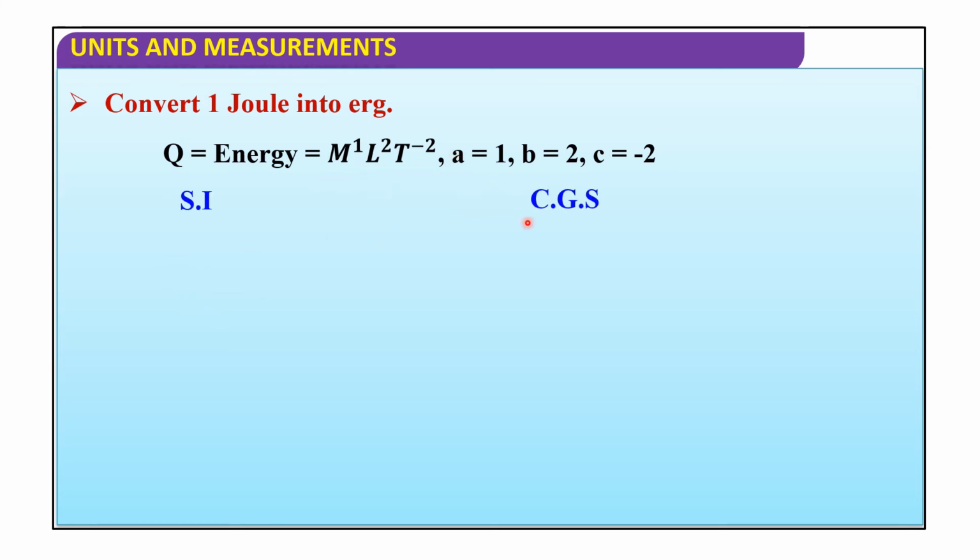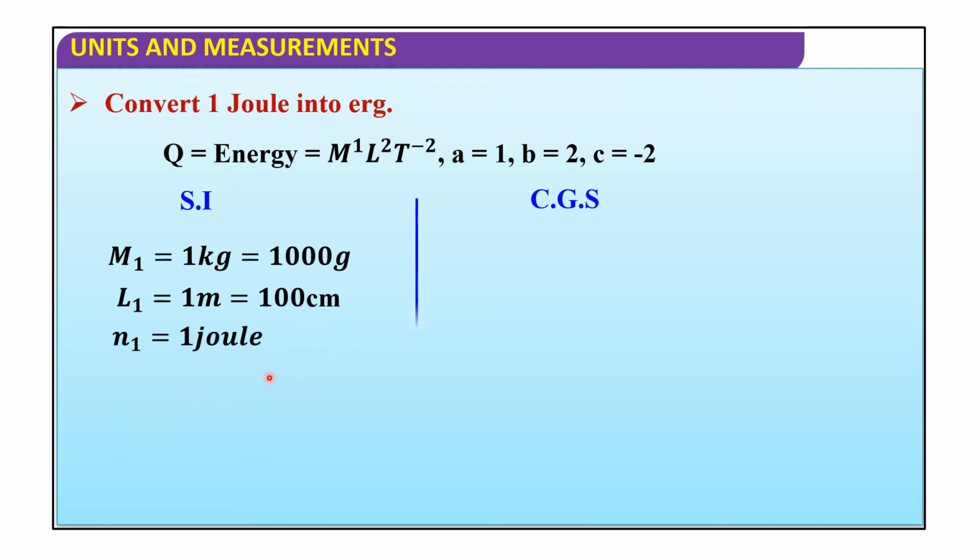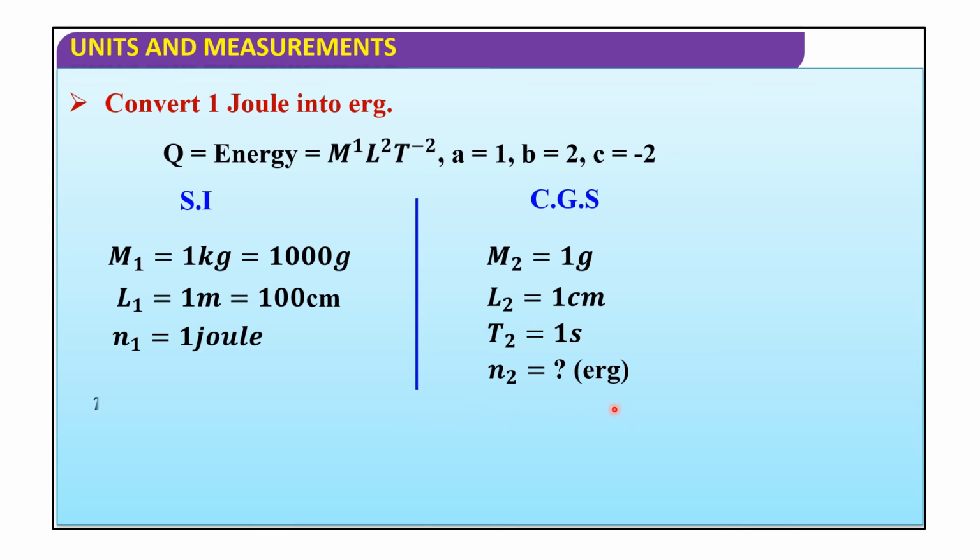SI and CGS units. M1 is equal to 1 kilogram, that is equal to 1000 grams. L1 is 1 meter, that is 100 centimeters. N1 is 1 joule. So here in the CGS system, M2 is 1 gram, L2 is 1 centimeter, T2 is 1 second. N2 is equal to, now we have to find out converting 1 joule into how many ergs.